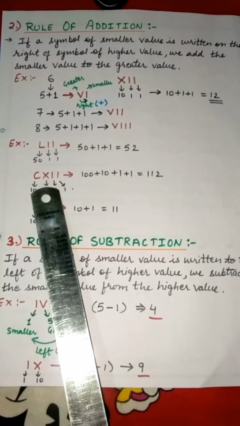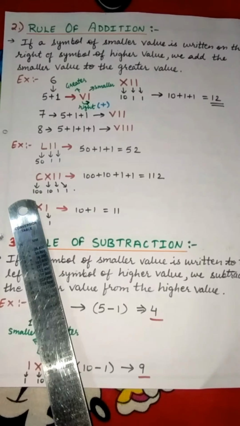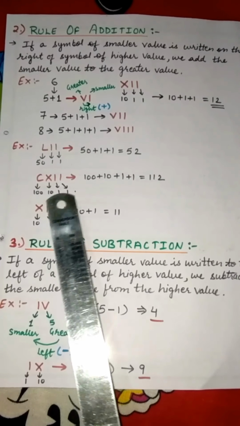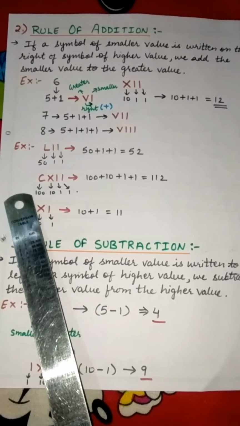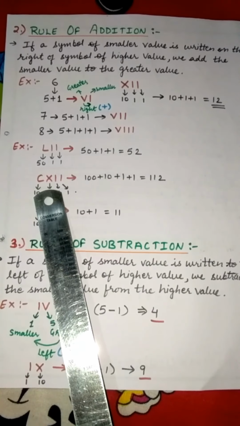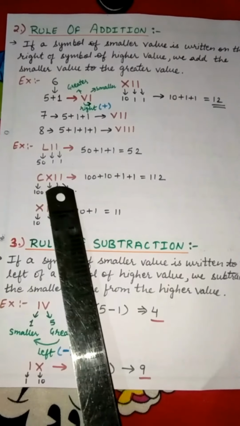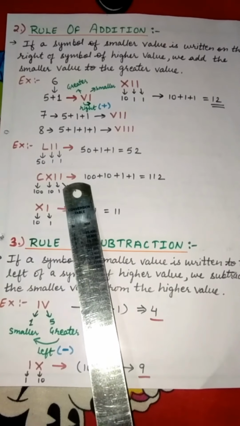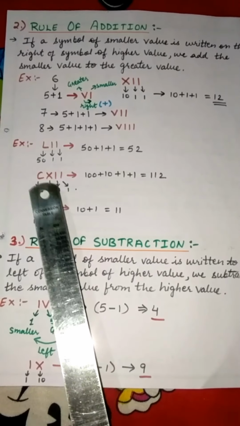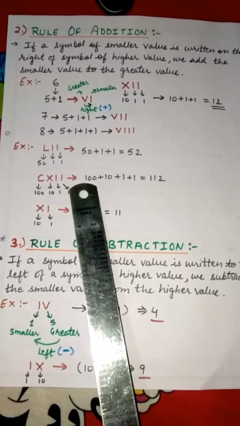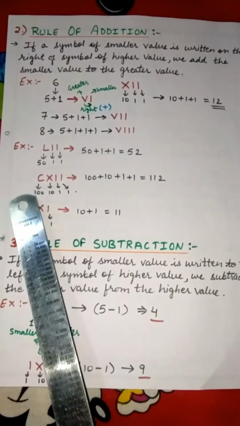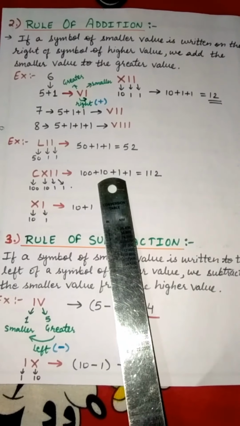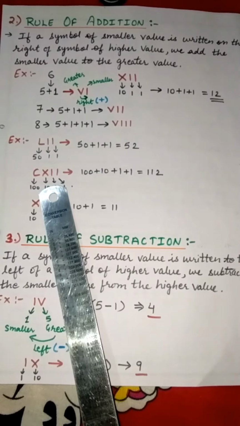Now CXII. C is the symbol of 100, X is the symbol of 10, and I are symbol of 1 and 1. You can see C is greater than X and X is greater than 1 and 1. So all are written on the right of each other. So we will add the smaller symbols to the greater symbol. So 100 plus 10 plus 1 plus 1. These all will be added. 110 plus 2, 112. So this is the symbol of 112.